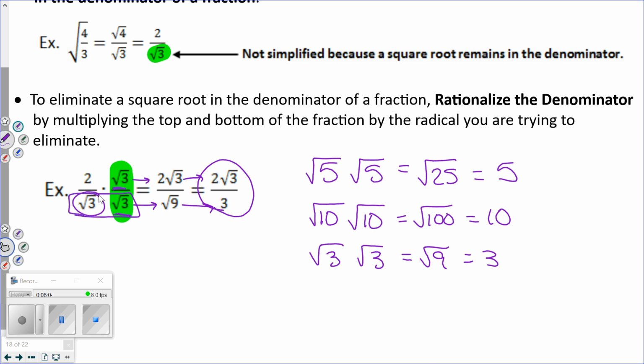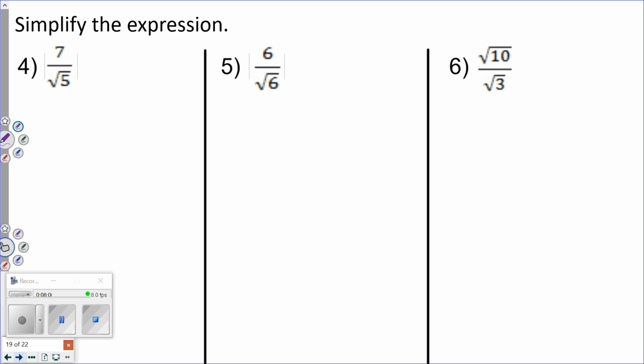All right, let's go ahead and get some practice with this. So number 4, 7 over radical 5. There's no giant radical to split, so I don't have to do that. Can I simplify the top? Can I do anything with the bottom, factor tree, anything like that? No. But can I leave a radical in the bottom? No, so I have to rationalize it, which means you multiply top and bottom.